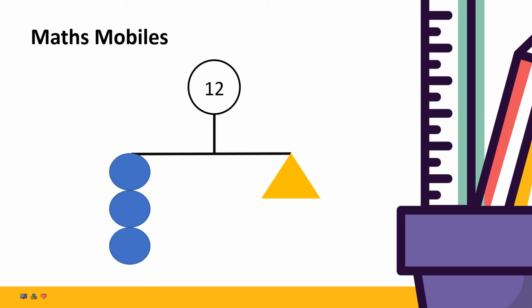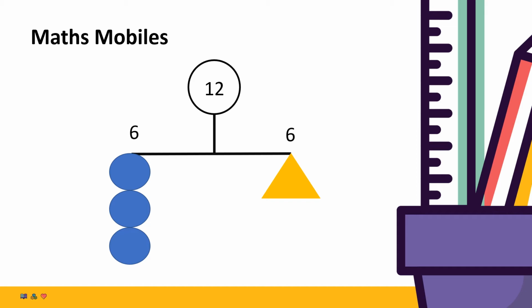Now, there are 2 parts to this mobile, so I know that each of the 2 parts has to be the same because it's balanced. So each part must be 6, because 12 divided by 2 is 6.